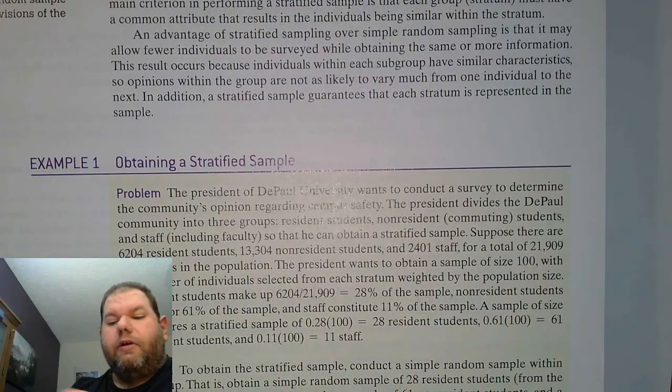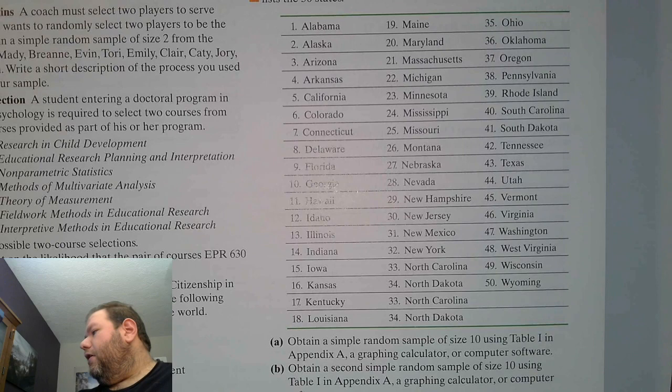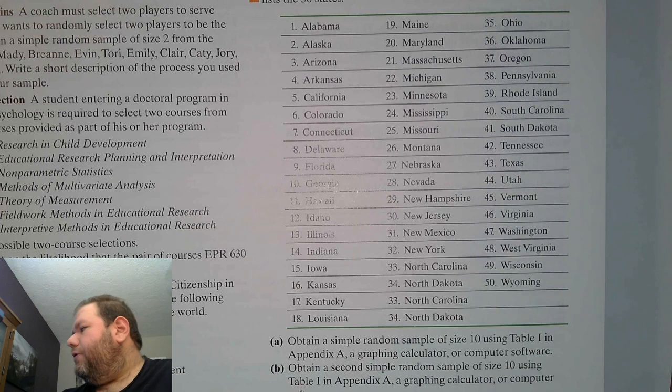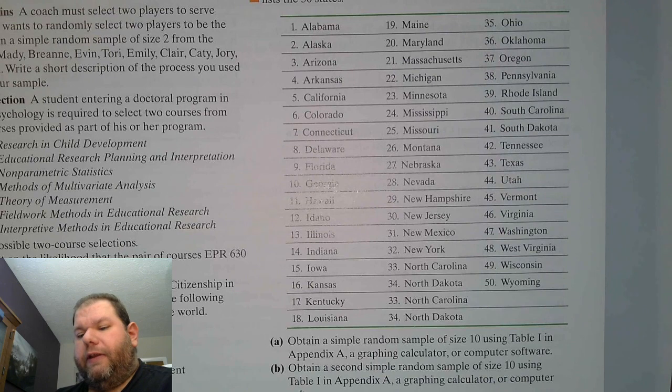I think that's all I need to cover. If you get the same number twice, we don't want to list the same number twice, so if we get a number that repeats, then we just don't count that one and we get another number. So if we choose 9 twice and we come up with Florida 2 times, we don't want to write it down 2 times. We want 10 different states. So we'll write Florida down once and we'll try to get 9 others that are not Florida, basically.